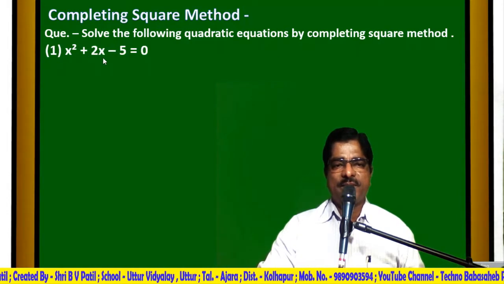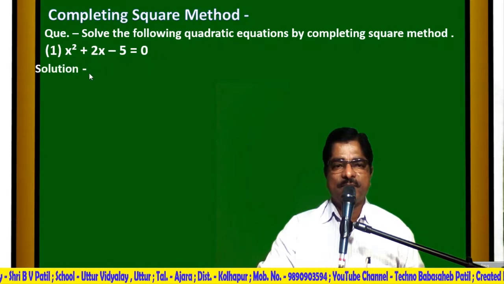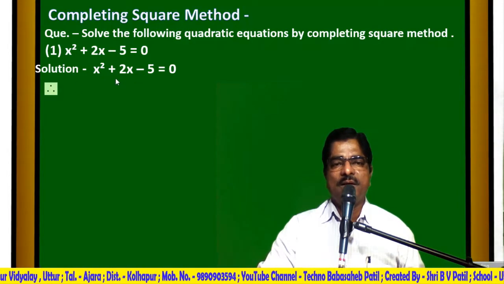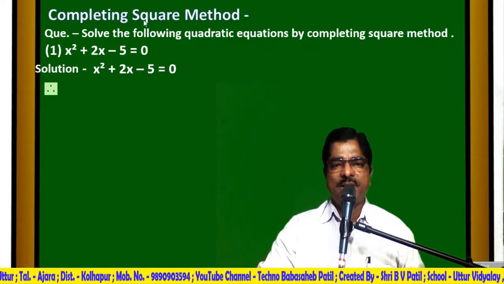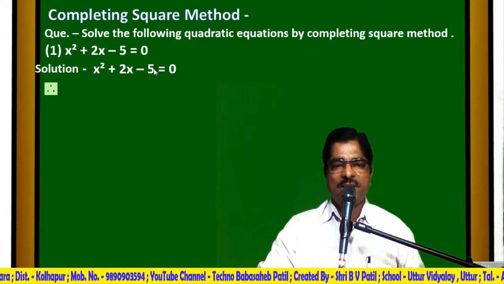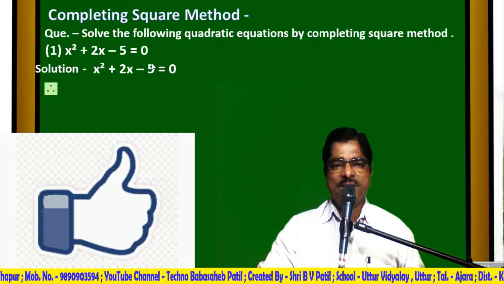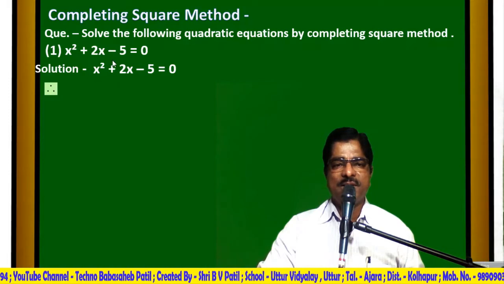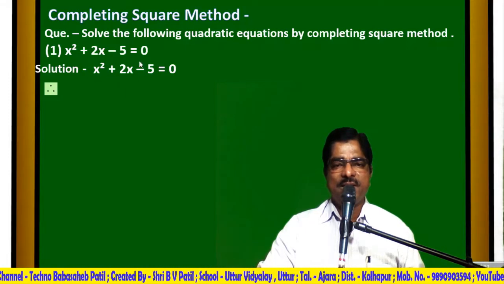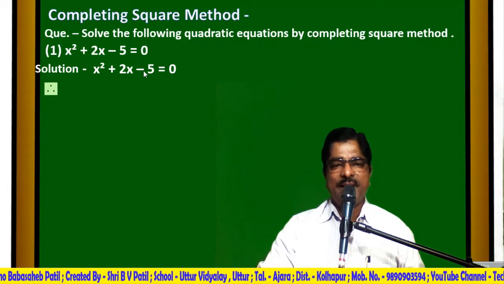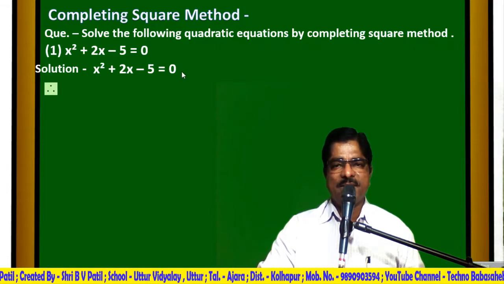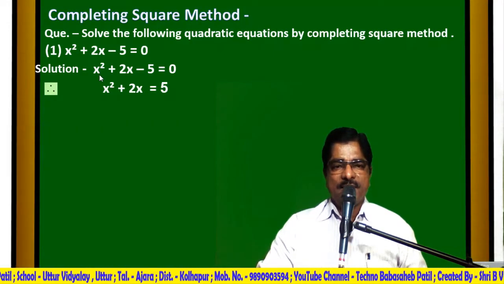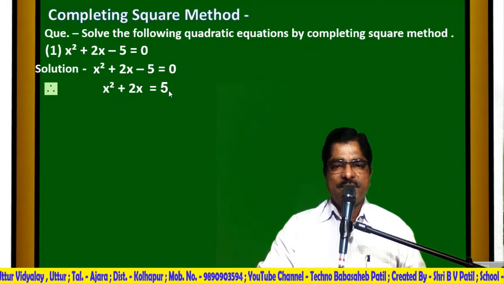First example, x square plus twice x minus 5 is equal to 0. In the solution, we write that example here. Therefore, here we want the completing square method. This is not a complete square because the third term is not a square term. The first term is a square term, but the third term is not. Therefore, taking the third term to the RHS, what do we get? x square plus twice x is equal to plus 5.